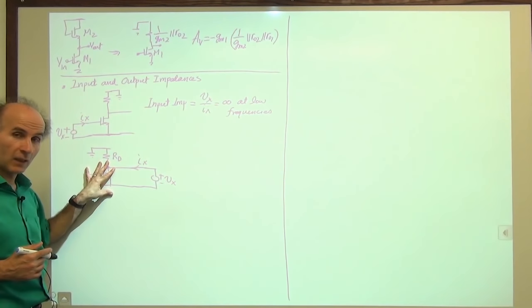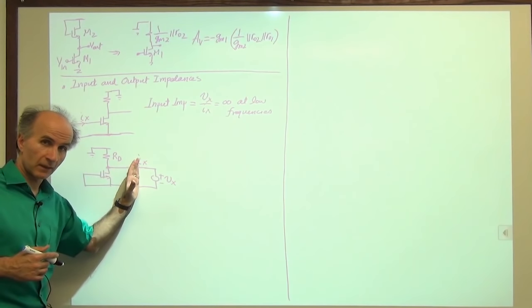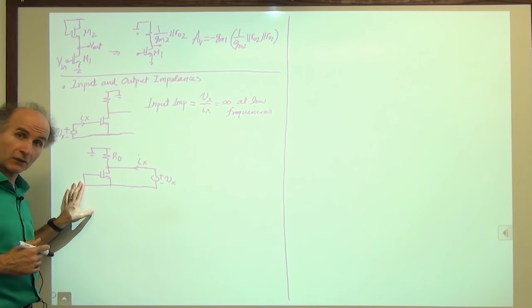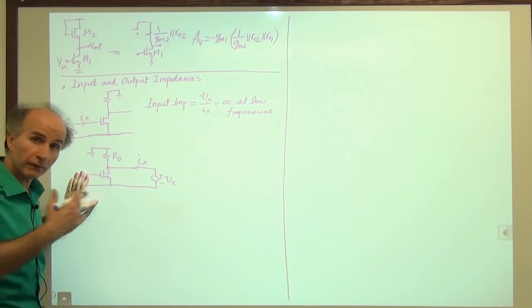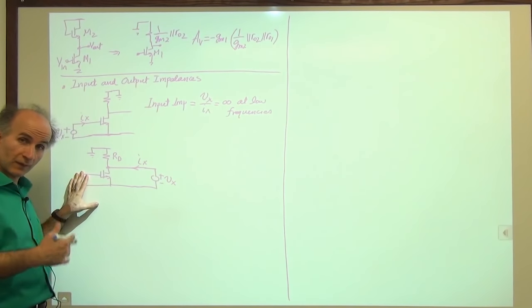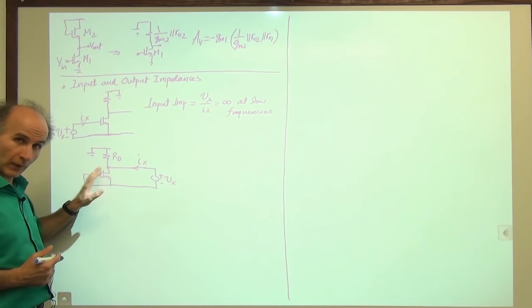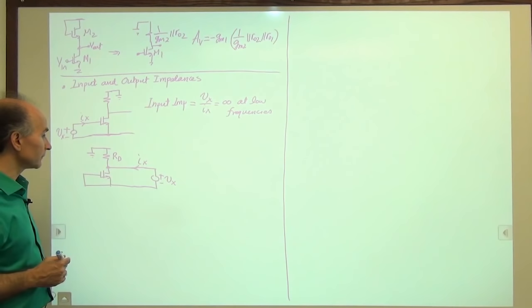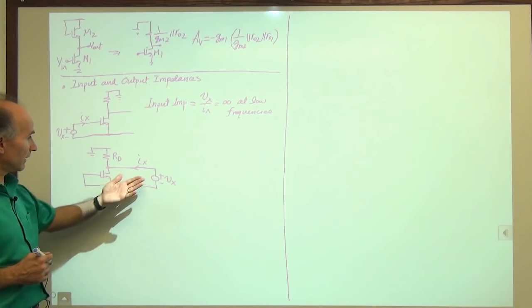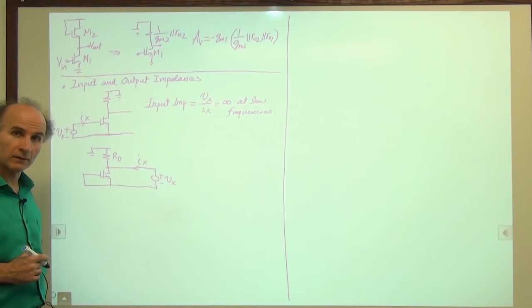Whereas in this case, when we are looking at the output impedance, this input is shorted because in reality, this input is driven by a voltage source. The voltage source is applied to it. So we have to remember these things.